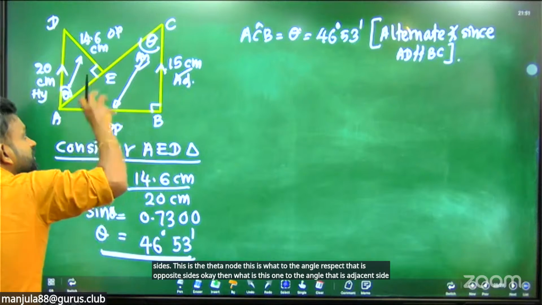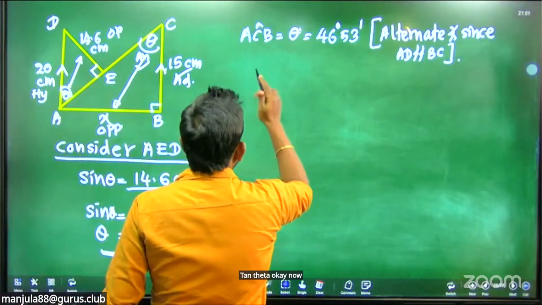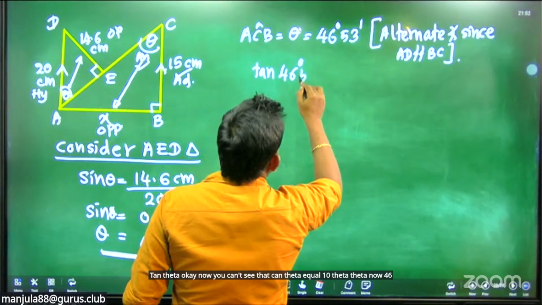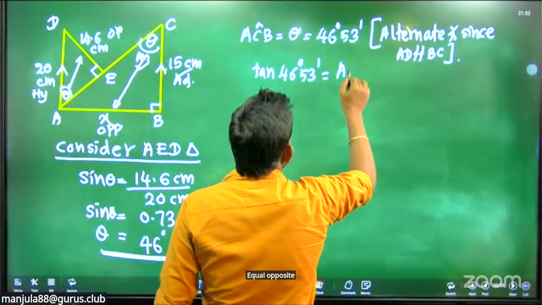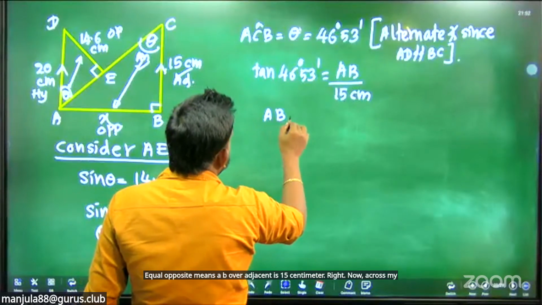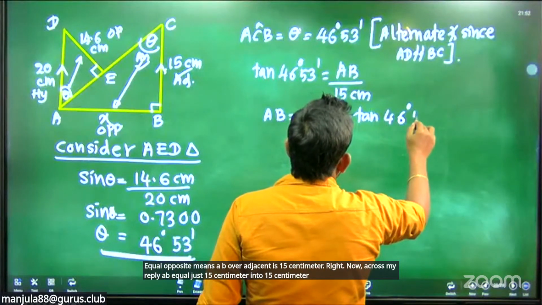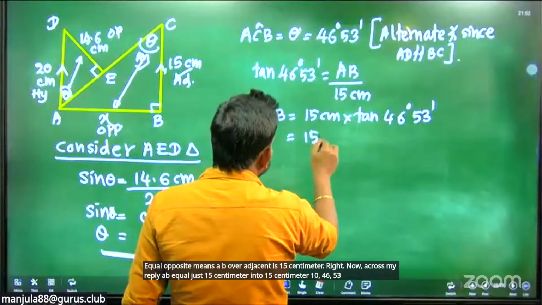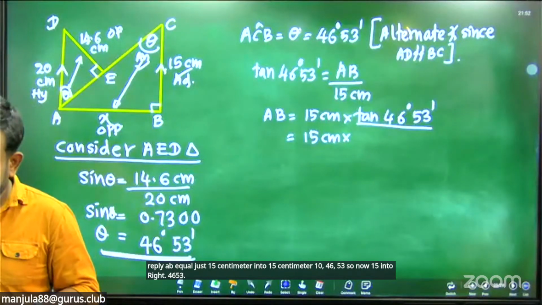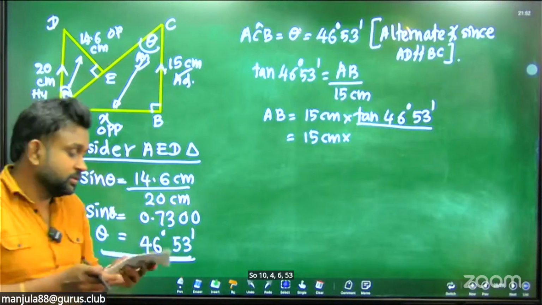Now to deal with opposite and adjacent, which ratio do you choose? Tan theta. Now you can say tan theta equals opposite over adjacent. Theta is now 46 degrees 53 minutes, equal to opposite, which is AB, over adjacent, which is 15 centimeters. Now cross multiply. AB equals 15 centimeters into tan 46 degrees 53 minutes. So check the tan table.